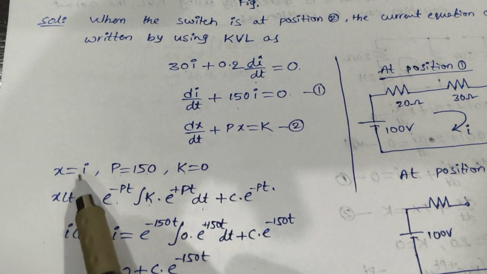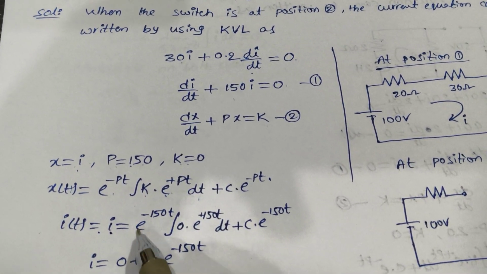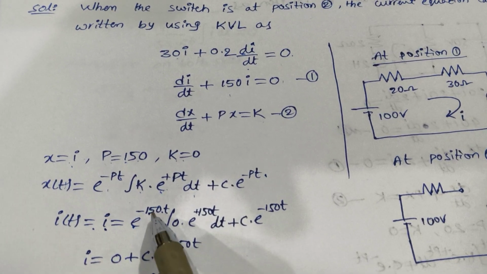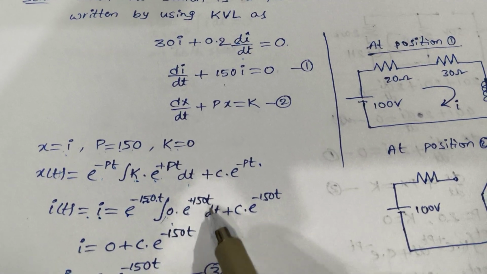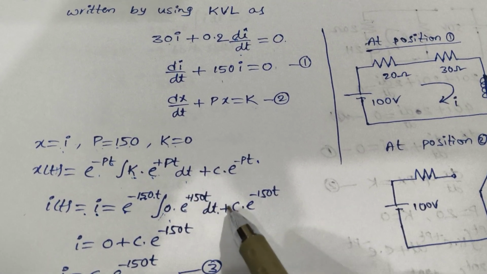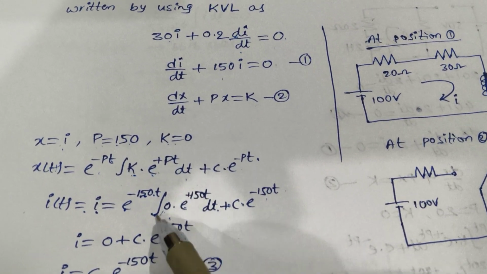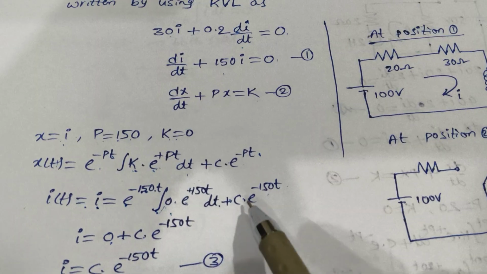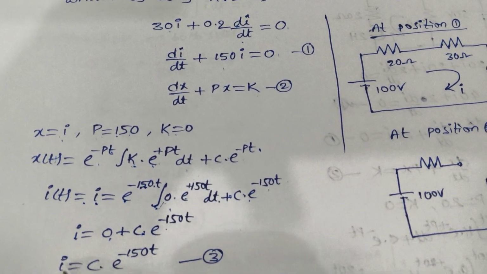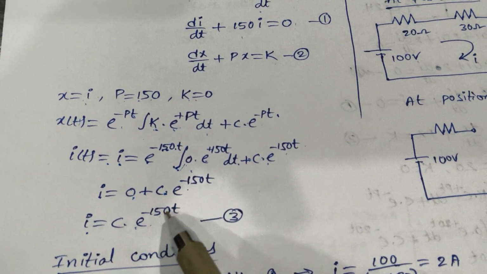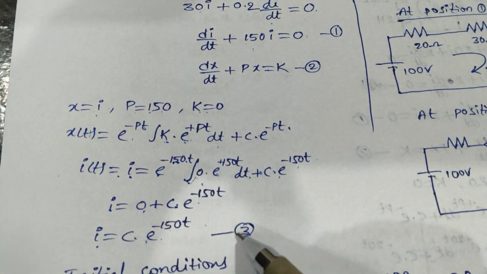By substituting x, p and k in this equation, you will get I of t, the current equation, as e power minus 150 into t, because p is equal to 150, times the integral of k, which is 0, into e power 150 into t dt, plus c into e power minus 150 into t. As the first term has 0, that entire term becomes 0. The second term remains c into e power minus 150 into t. So finally we get I equal to c into e power minus 150 into t. That is the third equation: first step, second step, third step.